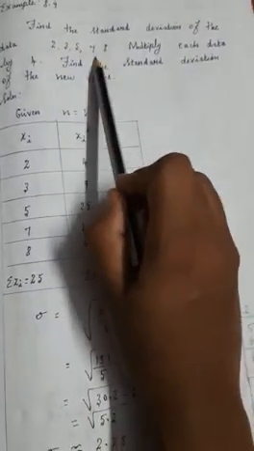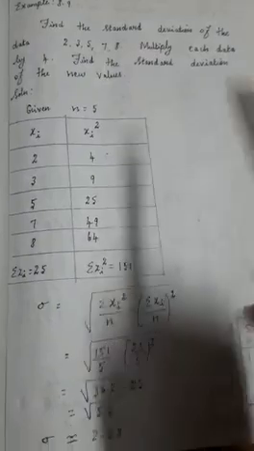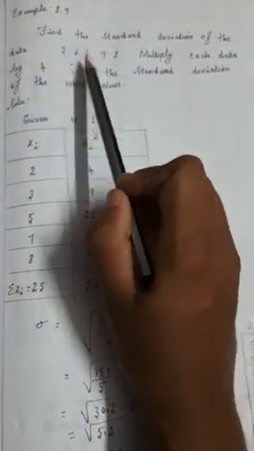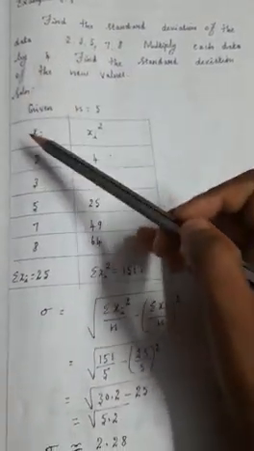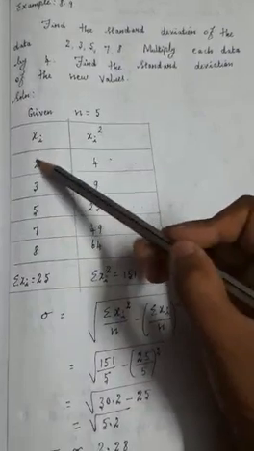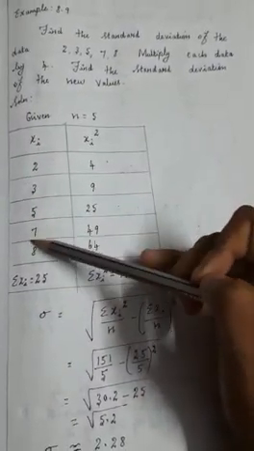Here also the numbers are simple, so for finding the standard deviation you can use the direct method. Any method can be used, but in this question the direct method is easy. First, xi means the given values. These are the xi values. First you have to write xi: 2, 3, 5, 7, 8.